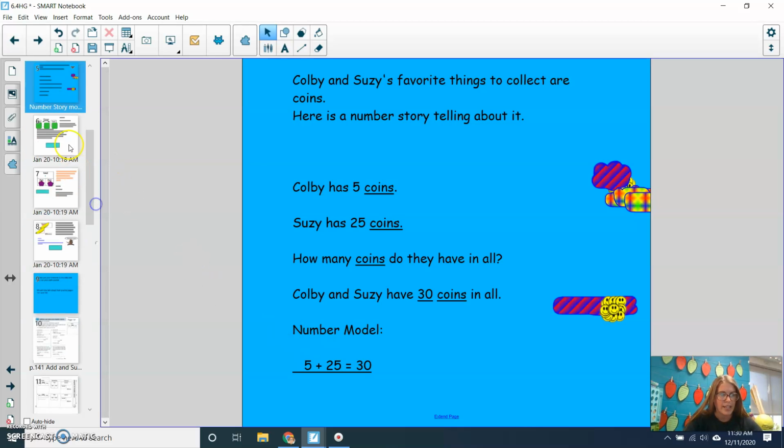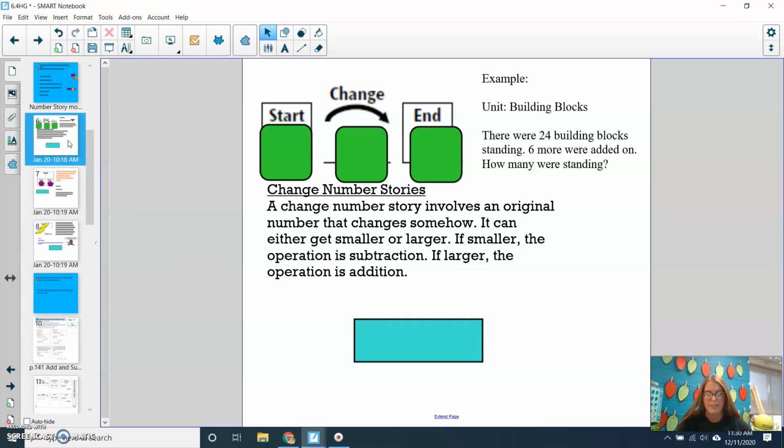The other thing is we're going to see a variety of different types of problems. So when we're solving problems, we could use change number stories. A change number story is when we have an original number that's going to change somehow. It's either going to get smaller or larger. If it's getting smaller, we know we're subtracting. If it's getting larger, we know we're adding. So in this problem, there were 24 building blocks standing.